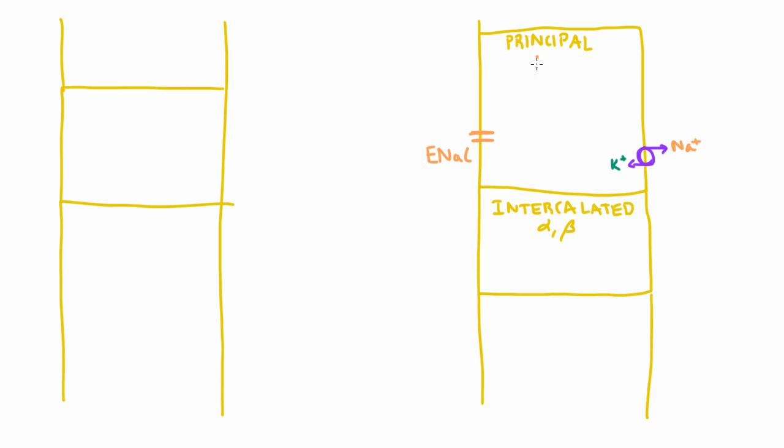So the sodium concentration is very low inside the cell, and that's because of this pump over here, and that causes sodium to diffuse in through the ENaC, and so sodium's path through the cell looks like that.